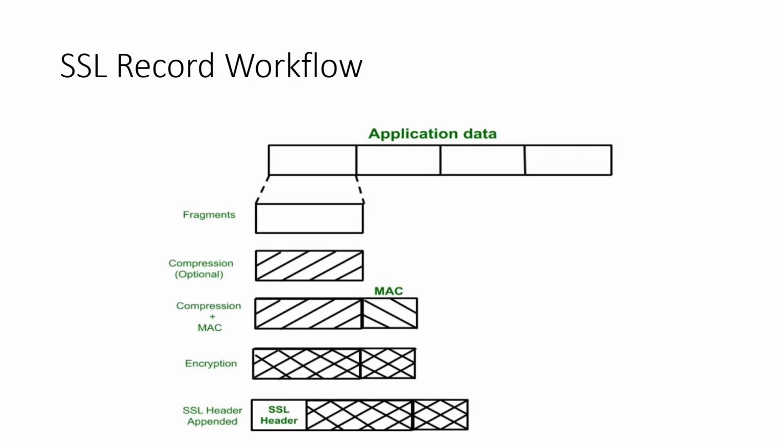Now let's see a visual breakdown of how SSL record protocol works. First, the application data is fragmented and each fragment may optionally be compressed. Then a MAC is added for integrity. Then the data with the MAC is encrypted. Finally, we add an SSL header and the resulting secure record is what gets passed to TCP. This layered structure ensures the data is not just encrypted but also verifiable and efficiently handled. And at the receiver's end, this process just reverses.